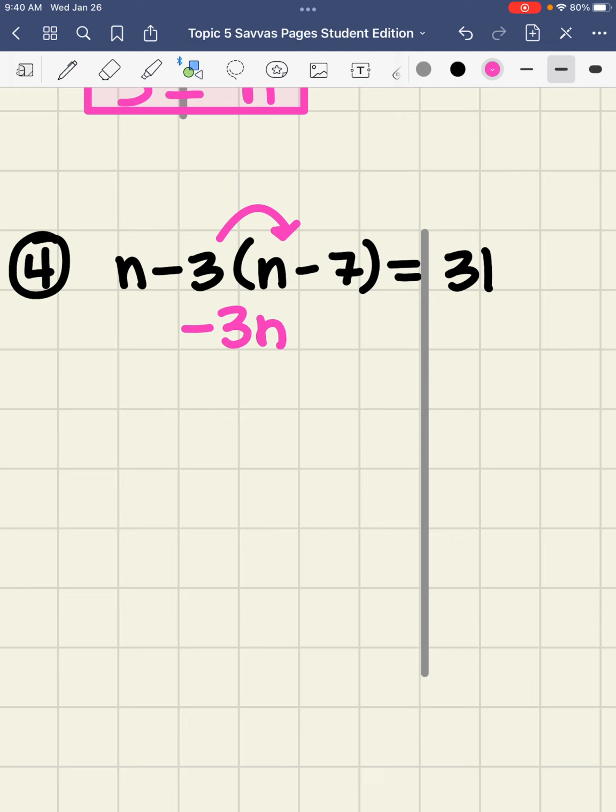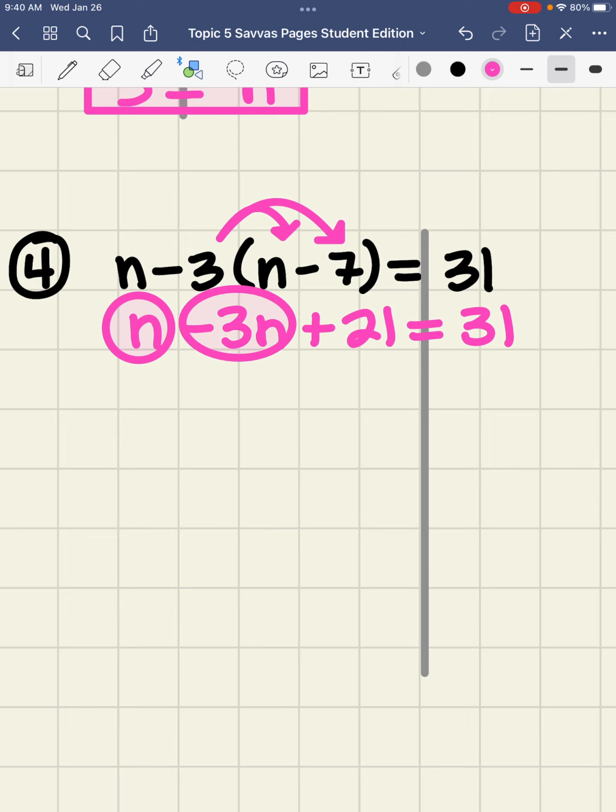And then I have negative 3 times negative 7, which is a positive 21. Now, I haven't done anything with that n, so I'm just going to bring it down. So I have n minus 3n plus 21 equals 31. Now, do I have any like terms? Well, that answer is yes. I've got n minus 3n.